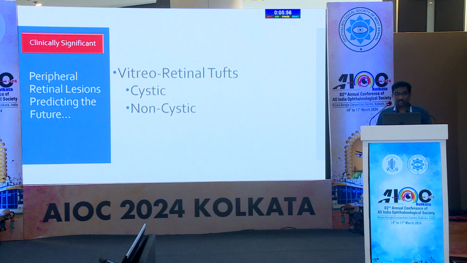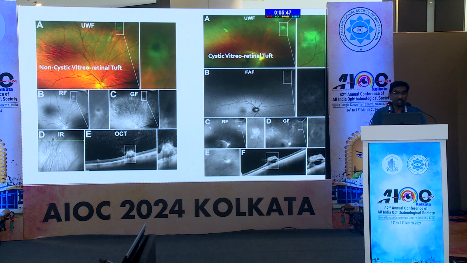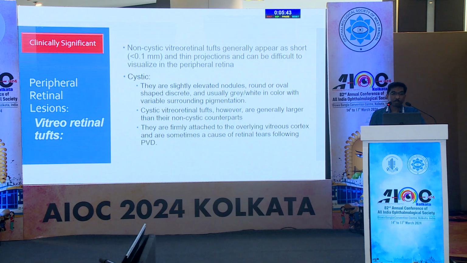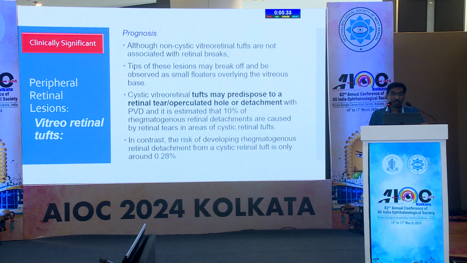Looking at some of the significant lesions, some rare ones I'll start with are the vitreoretinal tufts, which could be cystic or non-cystic. These appear as nodular elevations in the periphery, and these may have traction. Vitreoretinal tufts may predispose to retinal tear, operculated hole, or detachment, especially along with a PVD. So when we see these patients along with the PVD, we should look carefully whether there is a tear in these type of lesions. However, the risk of developing a RD is less. It's less than 1%, or 0.28% has been reported.